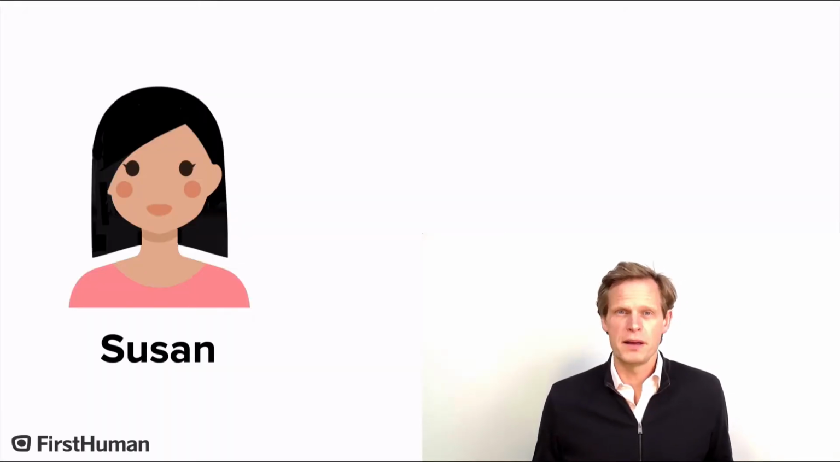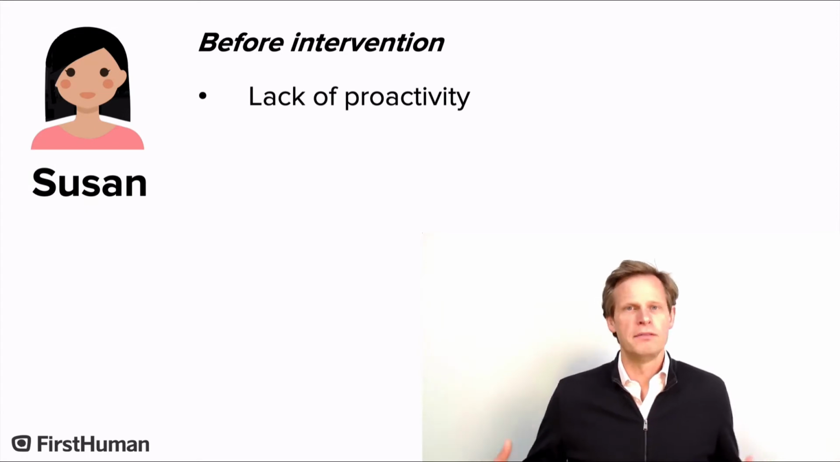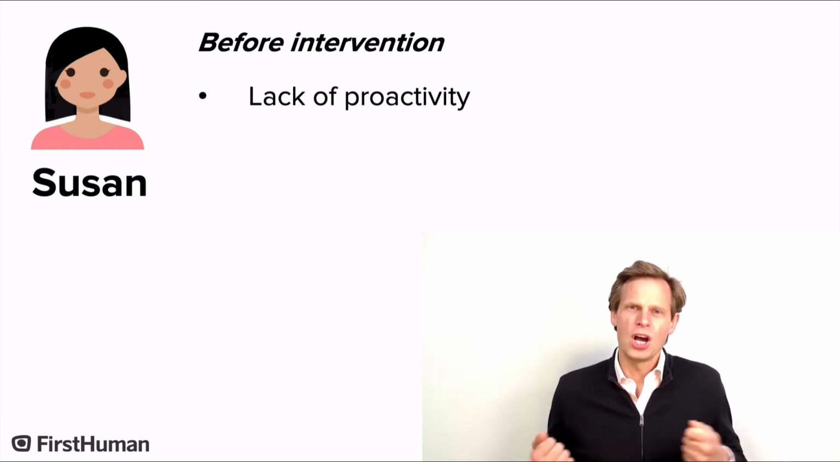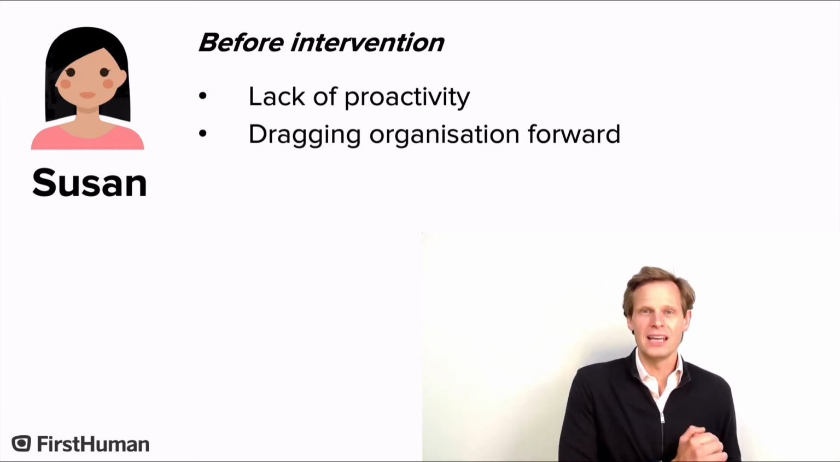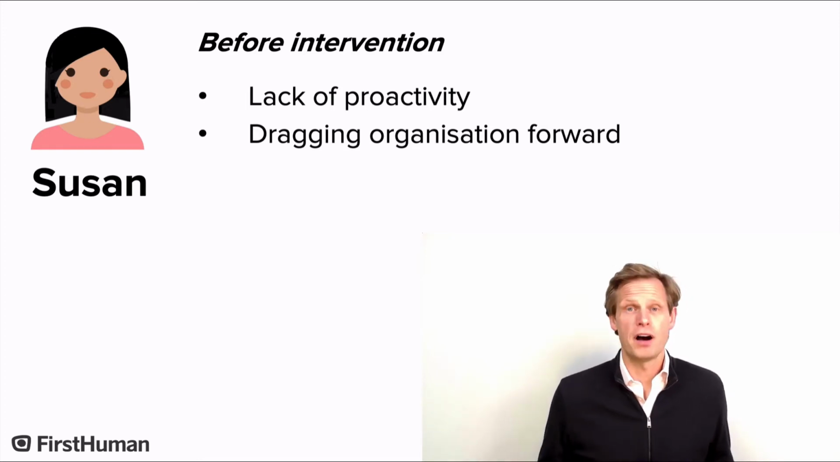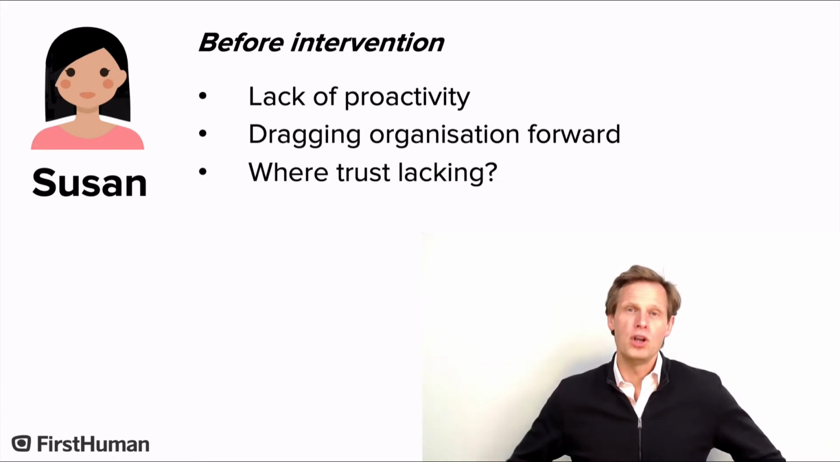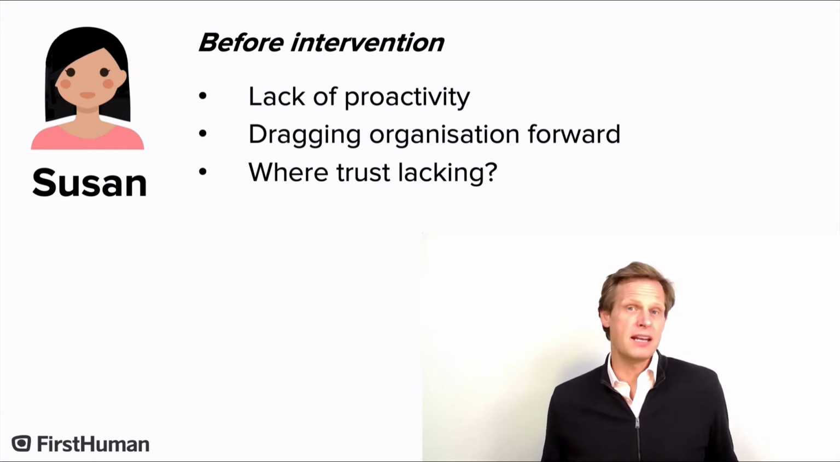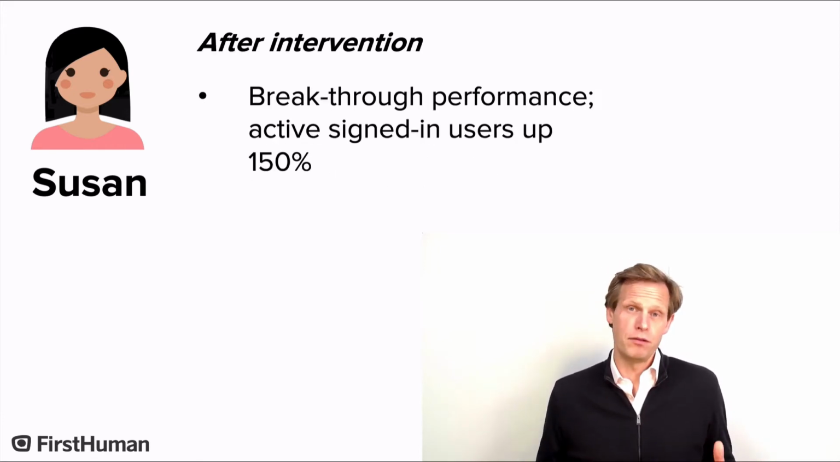Susan felt inspired by the purpose and the mission of her organisation, but knew that her division could be operating at a much higher level. When she looked out, she sensed a lack of proactivity and a lack of leadership in her people. It felt like it was her and her top team dragging the whole organisation forward. Susan worked with me to identify where trust was lacking across her organisation and where people were not fully expressing their leadership potential. By unleashing this pent-up potential, business performance soared.